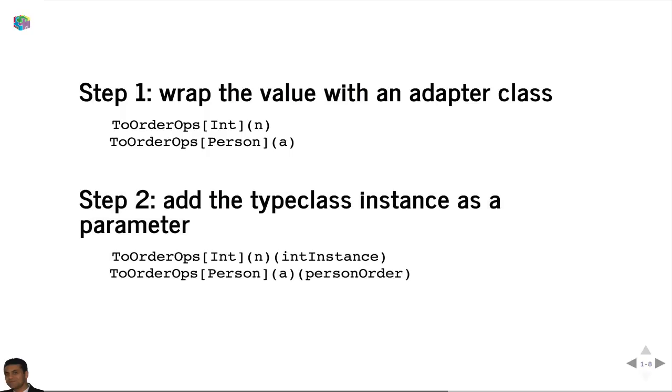The actual implementation to use is provided by an implicit parameter, again matched by type. As you can see, for persons it uses the one we defined, while for integers it uses an instance provided with Scalaz.